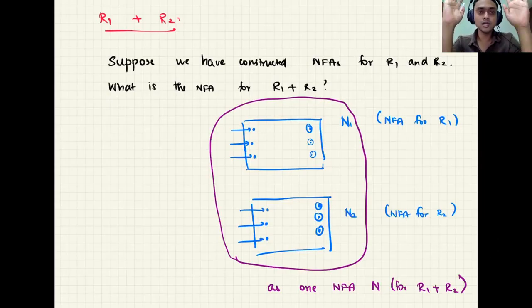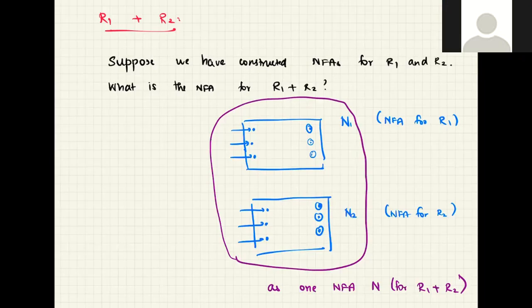Okay, so this takes care of the union operation. Please type yes if you understood this. Sir, within N1, there can be multiple initial states. Yes. N1 is an NFA. N2 is an NFA. Now just put these two things together to think of it as one NFA. That will be the NFA for R1 plus R2.